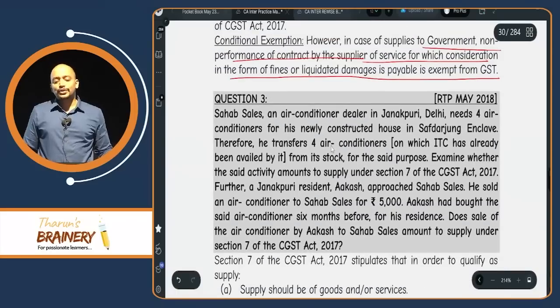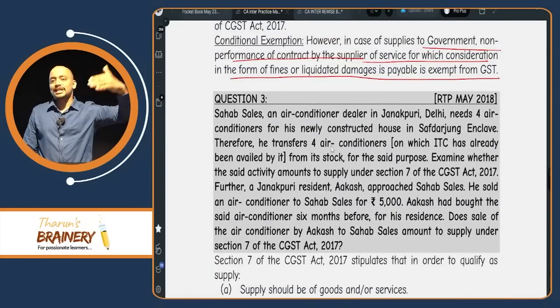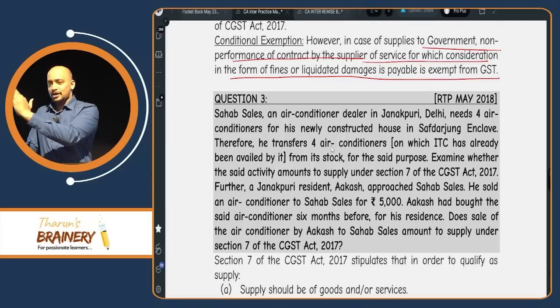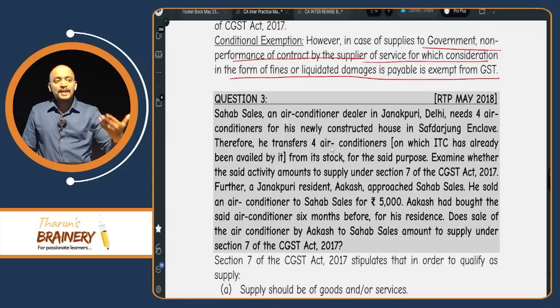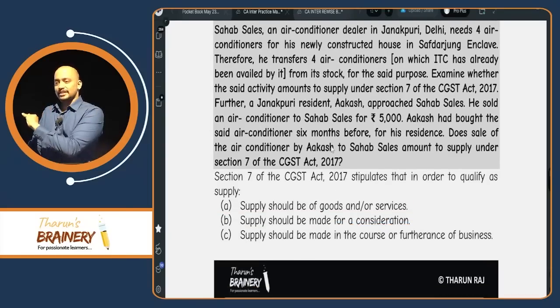Now here what you need to write is, first you need to write about section 7.1c read with schedule 1, permanent transfer or disposal of business asset, and second, you need to write, even though there is consideration, the said activity is not in the course or furtherance of business, therefore it is not a supply.